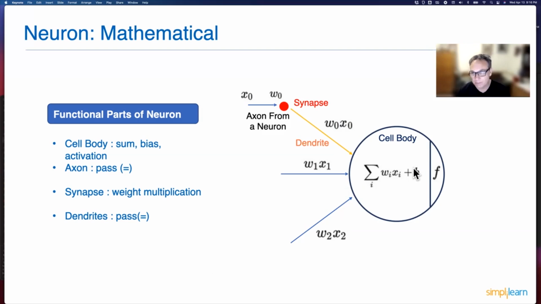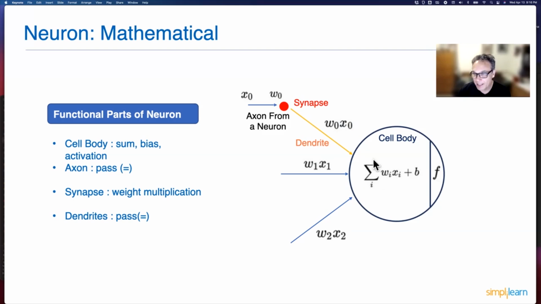This bias, don't worry about it for now. That's a mathematical construct to make sure that if all of your inputs are off, you still have something coming in. This B makes it so that you don't have zero coming in.